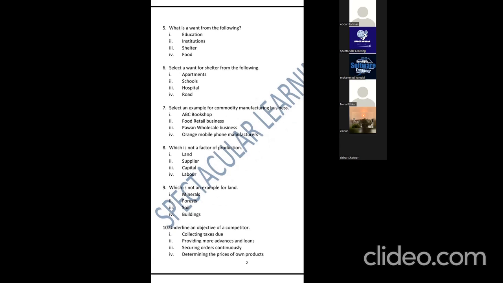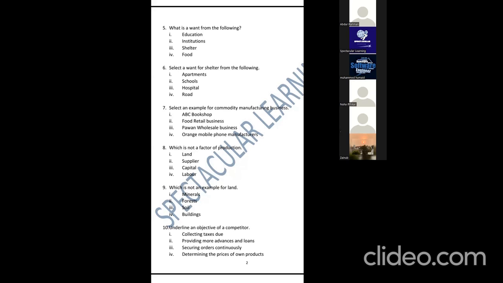Then the sixth one, select a want for shelter from the following. Apartment. Yes, apartments. Correct. Apartments is the correct answer. School is a want for education, hospital is a want for health, and road is a want for transportation. So apartments is the want for shelter.